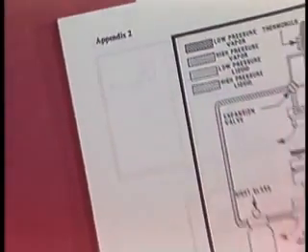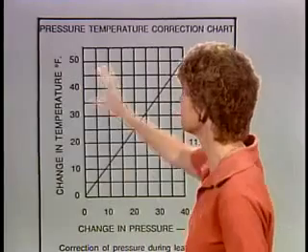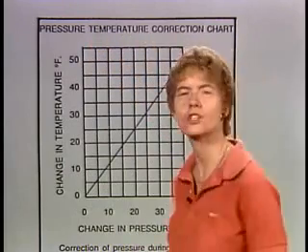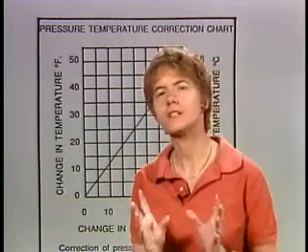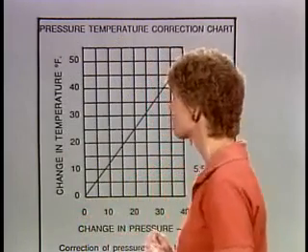Now, another way to check for leaks is to use a pressure temperature correction chart. So take a look in the FAA's Appendix 2, and when you get to Appendix 2, you'll see Figure 14, which is a pressure temperature correction chart. Now, before you start working one of these charts, it's important to take a look at all the labels and see what everything is you're working with.